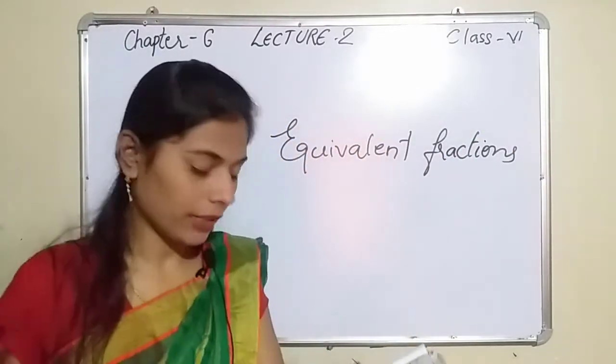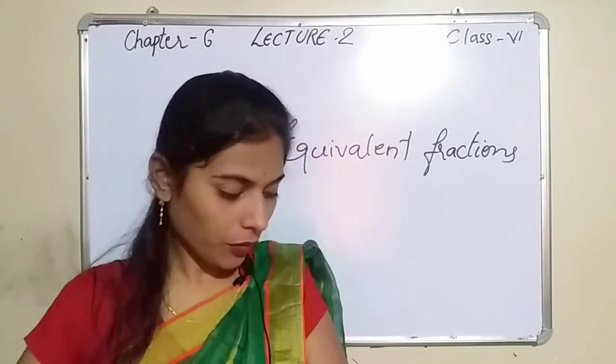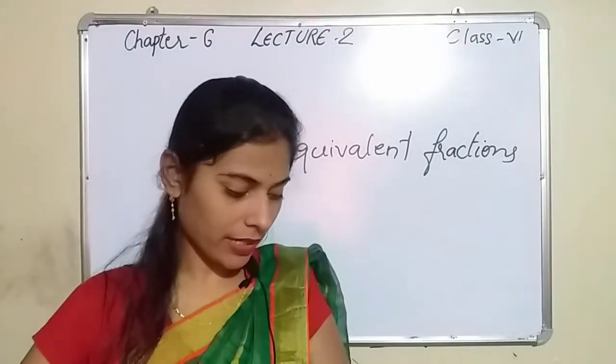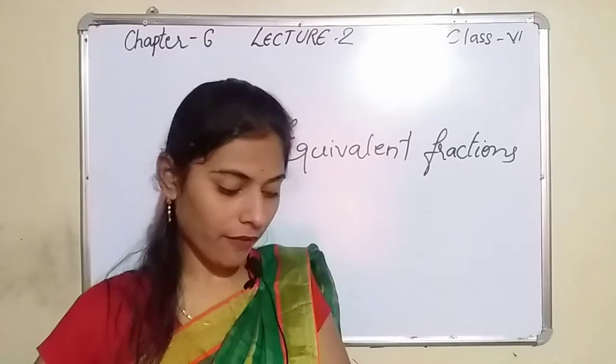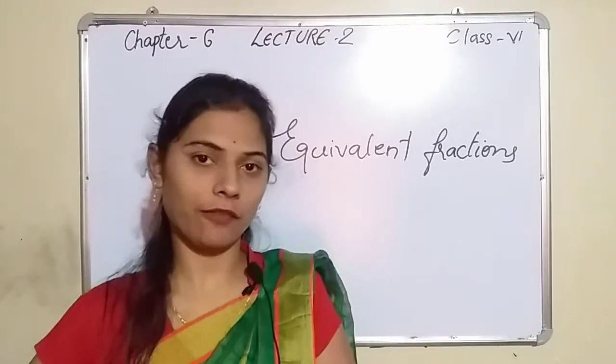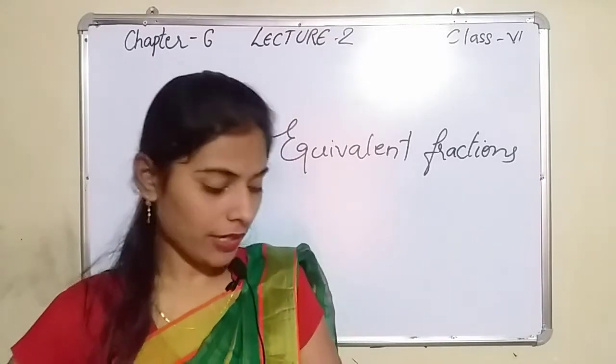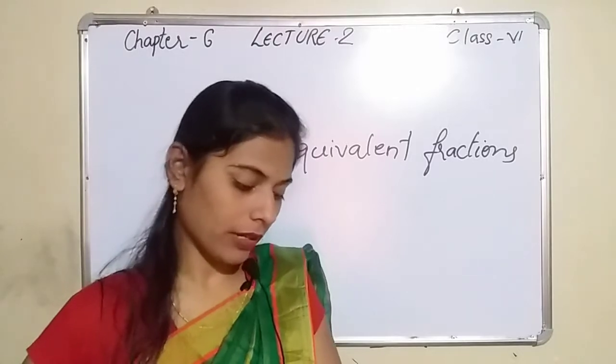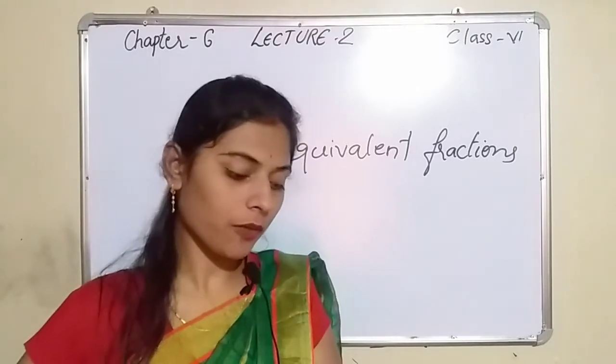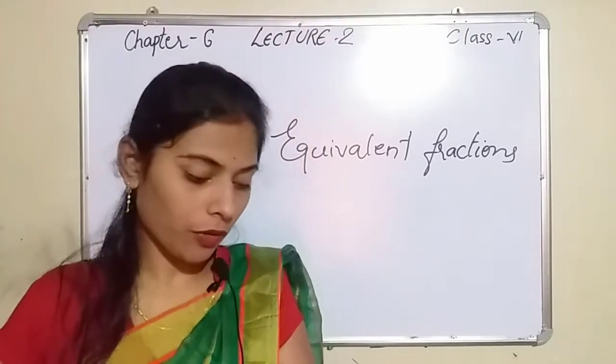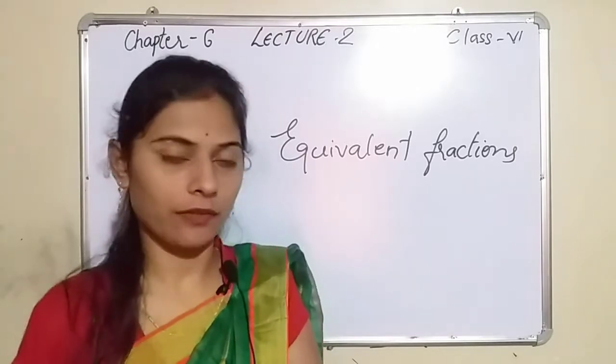Now see, what are equivalent fractions? Though written in different ways, they represent the same value. Thus, fractions having the same value are called equivalent fractions. The fractions which have the same value are known as equivalent fractions. Equivalent means equal valued. There are two ways of obtaining equivalent fractions of a given fraction.